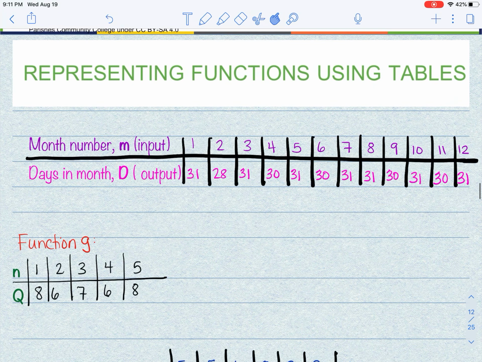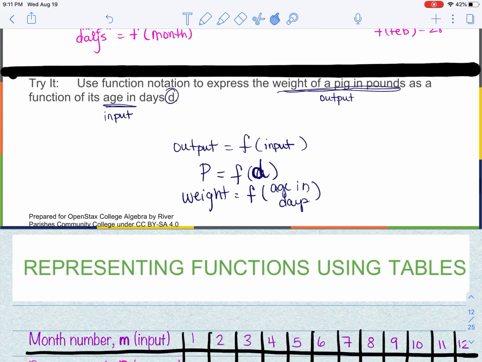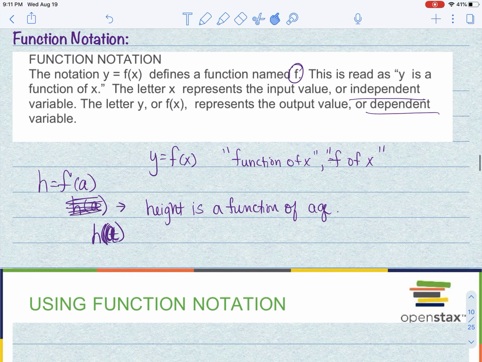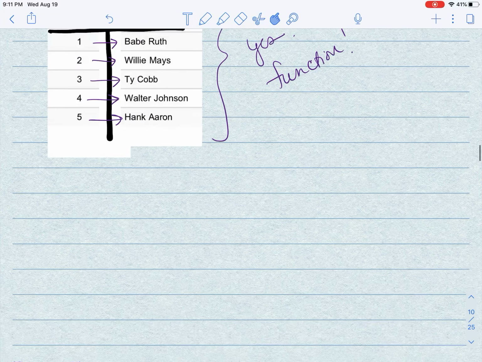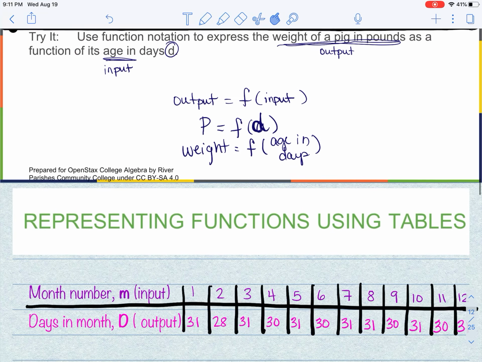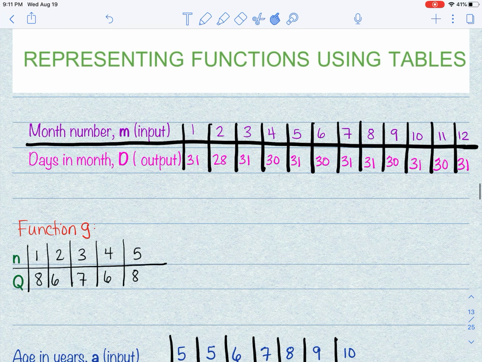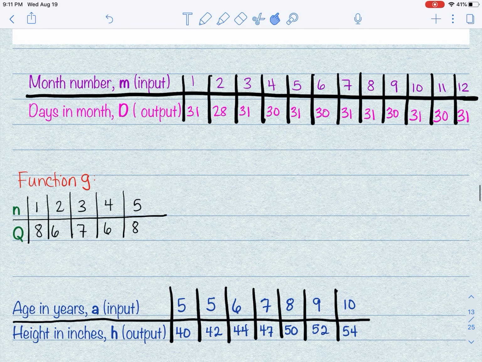All right, so I've been doing this already. As you can see in some of these older ones that I did, we wrote things in table format. So we're just going to continue talking about that now officially, representing functions using tables. So check out these three tables that I have here. So this first function, the number of days, D, is a function of the month.